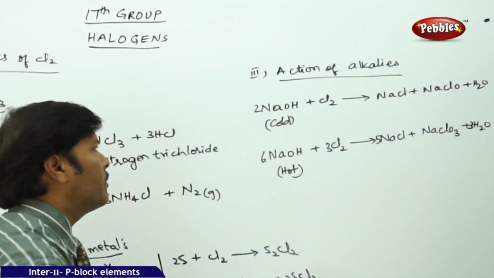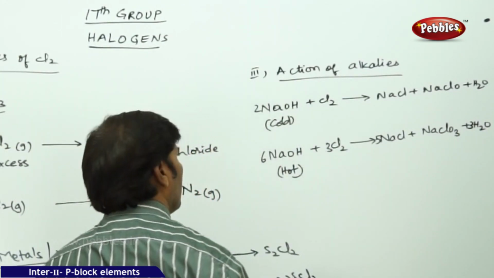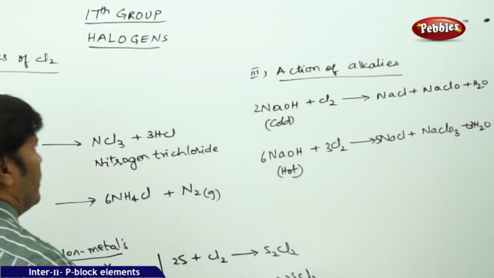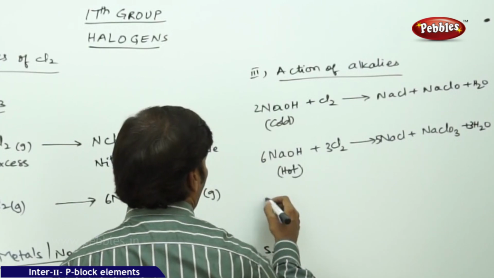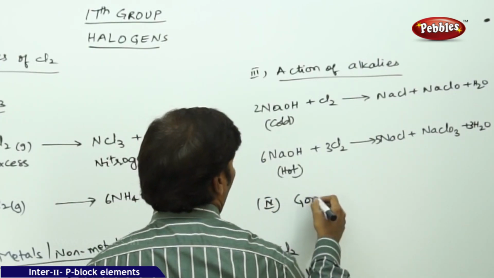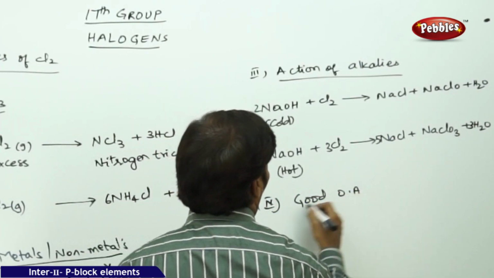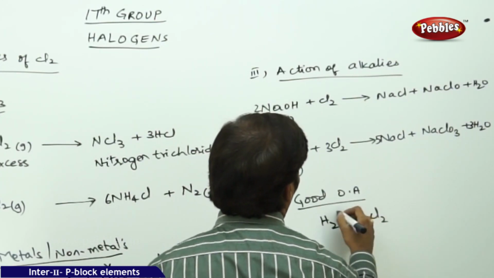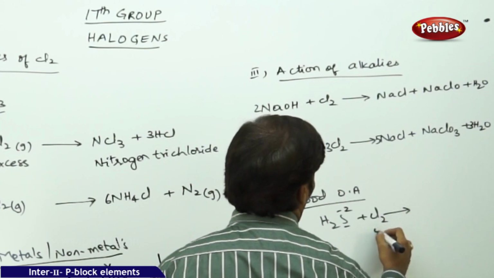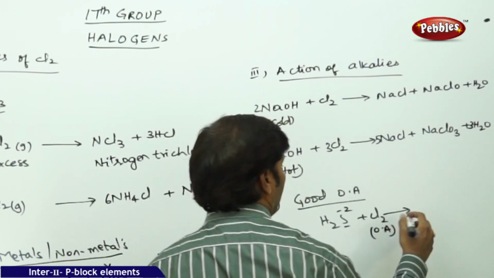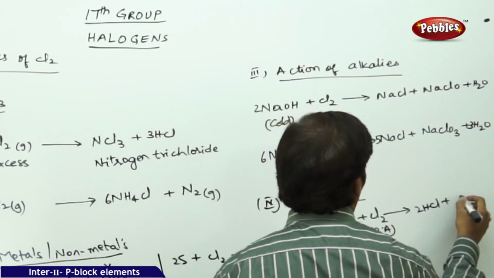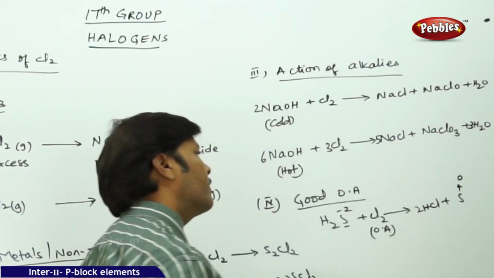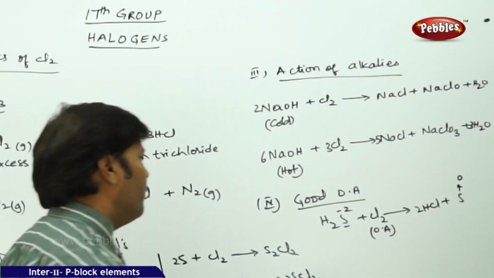So it's a kind of disproportionation reaction that we have already done. Then, the same chlorine acts as a good oxidizing agent. H2S plus chlorine: sulfur is -2, and chlorine acts as an oxidizing agent. It gives 2 moles of HCl plus sulfur. The oxidation state of sulfur here is 0.